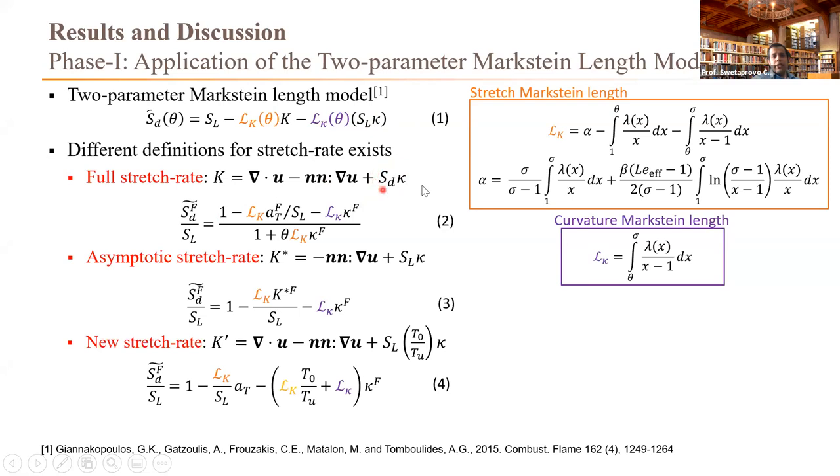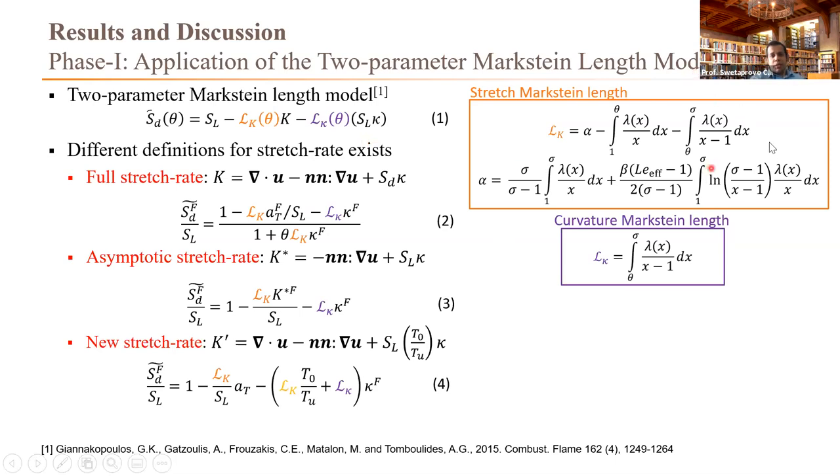But now you see that in the full definition of stretch, you have the SD on the right hand side itself. Based on the asymptotic stretch rate limit, where you can neglect essentially the dilatation term, you can arrive at this definition, and with another form of the stretch rate limit, you can simplify this SD into something like the temperature ratio times the planar laminar flame speed times the curvature term. So there are different definitions of stretch rates we can use and check whether this relationship holds in the first phase, of the SD tilde with SL.